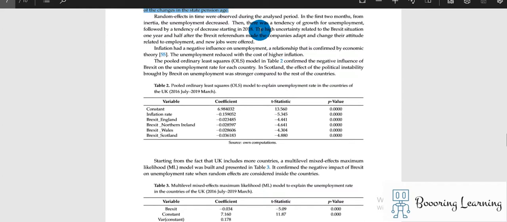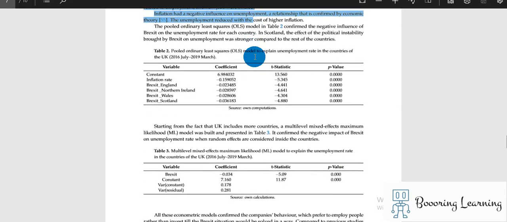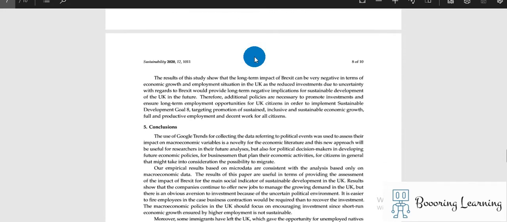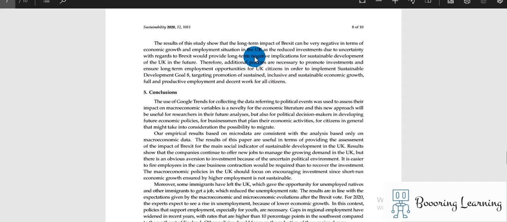Random effects in time were observed during the analyzed period. In the first 2 months, unemployment decreased. Then there was a tendency of growth in unemployment, followed by a tendency of decrease starting in 2018. So you can check this information from the website.